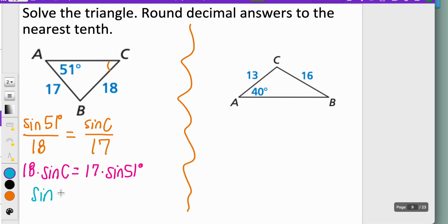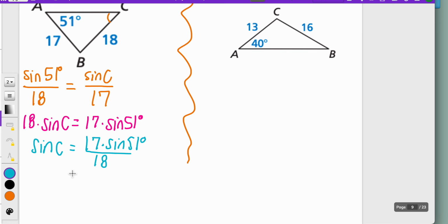I'm going to get sine of C is equal to 17 times the sine of 51 degrees divided by 18. Since I do not know the angle measurement, in order to find C, I'm going to have to take the inverse of sine of whatever this decimal is. This is going to take you some time if you just have a simple scientific calculator. So here's what I'm going to type in.